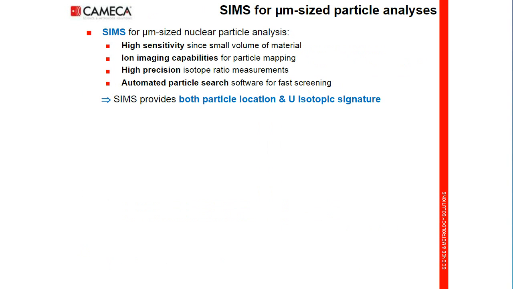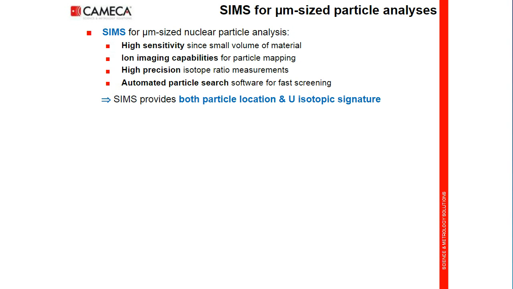Dynamic SIMS is a powerful technique for the analysis of micrometer-sized particles because of its high sensitivity, ion imaging capabilities, and precise isotope ratio measurement, among others. The SIMS technique is unique in that it is the only technique that can both localize the particles of interest and provide the uranium isotopic composition of single particles.